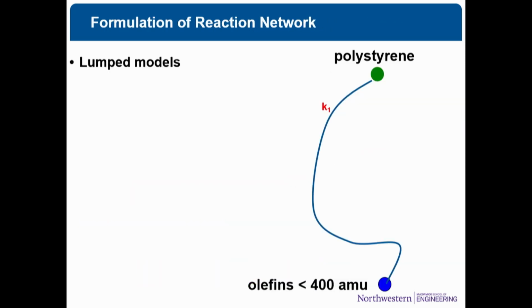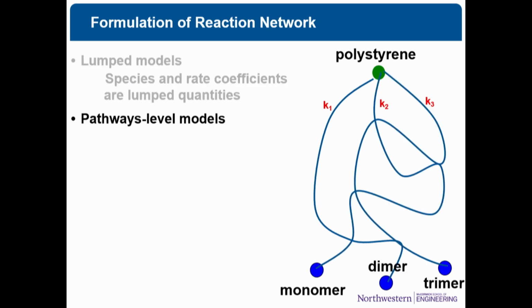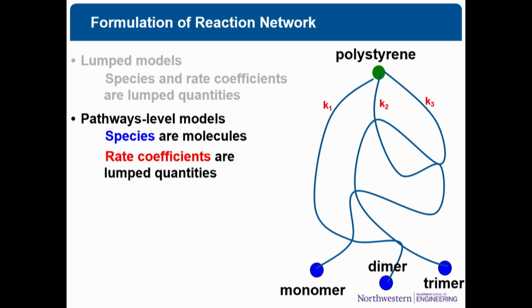So just to get you thinking about what I mean when I say a model or a reaction network description, you can imagine that there are what are called lump models, where people just say polystyrene goes to products, and we just have an overall reaction and a rate constant that represents them. So these are species, and the coefficients are lumped quantities. There's also what are called pathways level models. The difference here is that you're at least trying to trace how you might go from a polymer to now molecules rather than just product lumps, and so that's shown here. And still the species are molecules, but the rate coefficients are lumped quantities.